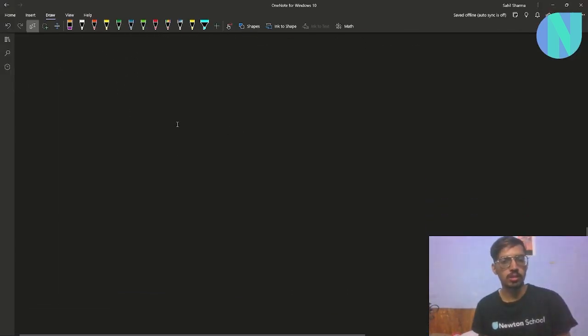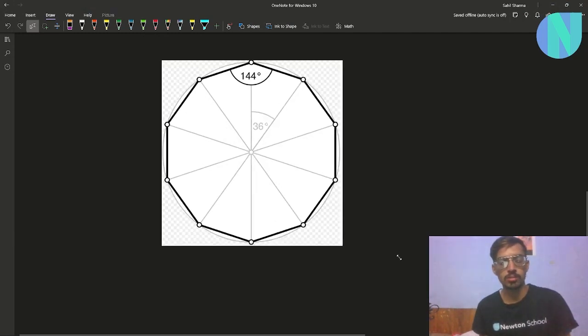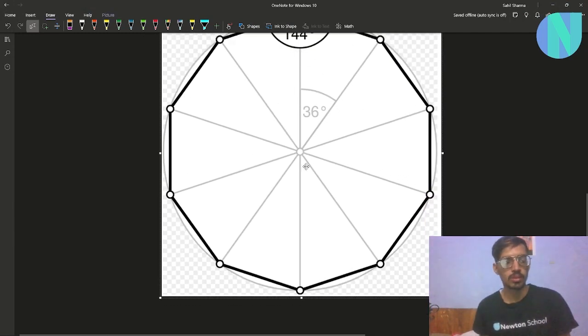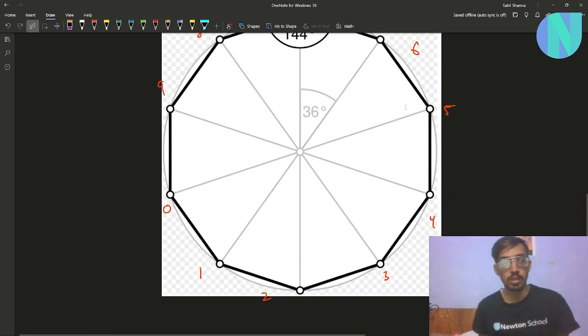So let me paste a decagon, for example. Let's say we have this decagon. Let me number the pegs. So we have peg 0, peg 1, 2, 3, 4, 5, 6, 7, 8 and 9, right? So we have 10 sides. And let's think about how the configuration will look at the end, right?